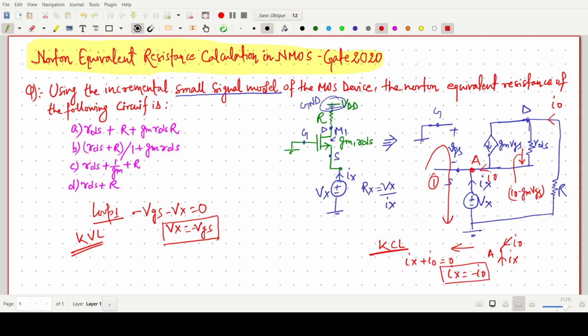This one is the other equation. Okay, so Vx equals minus Vgs and Ix equals minus I naught. Now one more thing, still we have to find Vx by Ix.